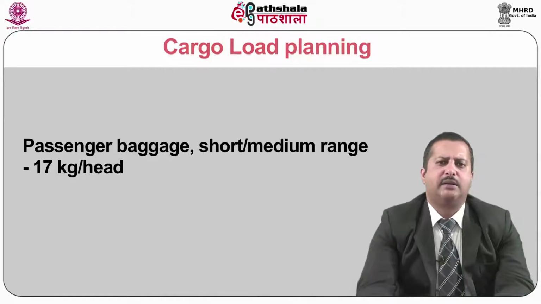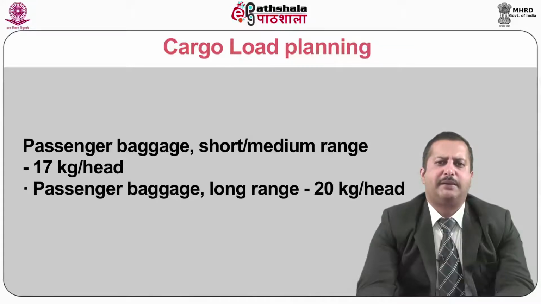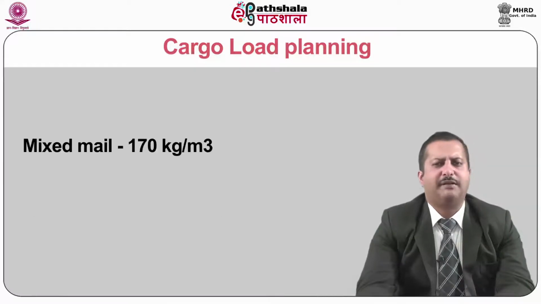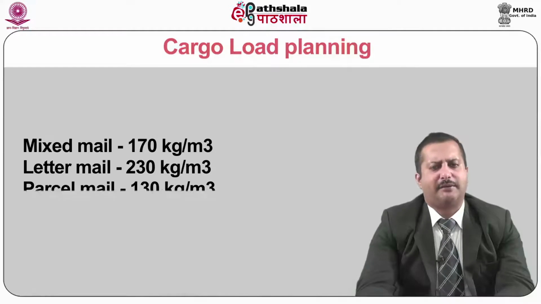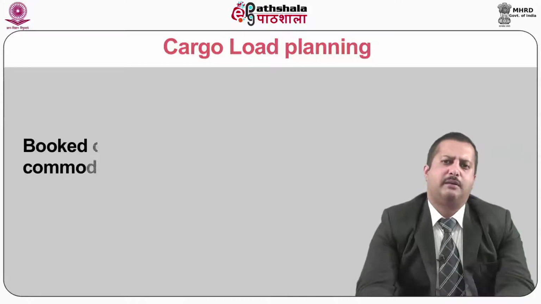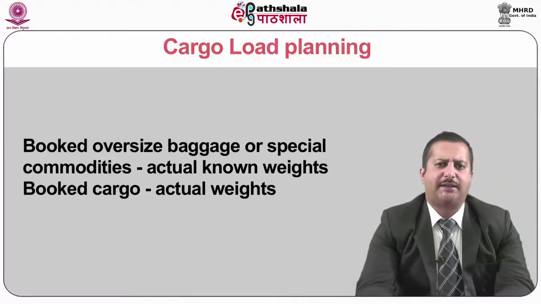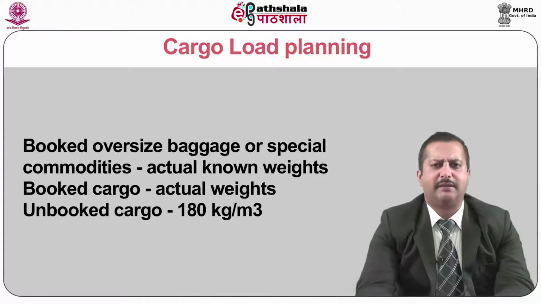Passenger baggage, short and medium range, may be 17 kg per head. Passenger baggage, long range, may be 20 kg per head. Baggage would be 170 kg per cubic meter, 1 or 2 pieces. Mixed mail, 170 kg per cubic meter. Letter mail, 230 kg per cubic meter. Parcel mail, 130 kg per cubic meter. Booked oversized baggage or special commodities, actual known weights. Booked cargo, that is actual weights. Unbooked cargo, that is 180 kg per cubic meter.